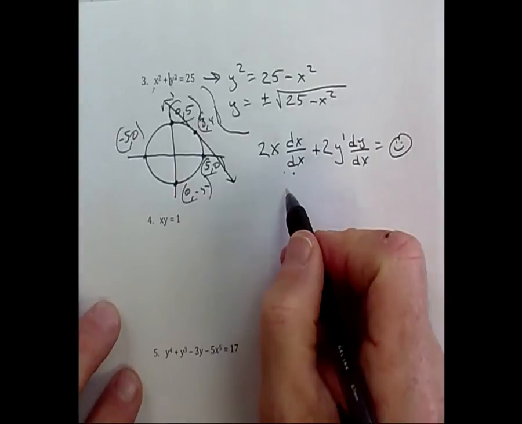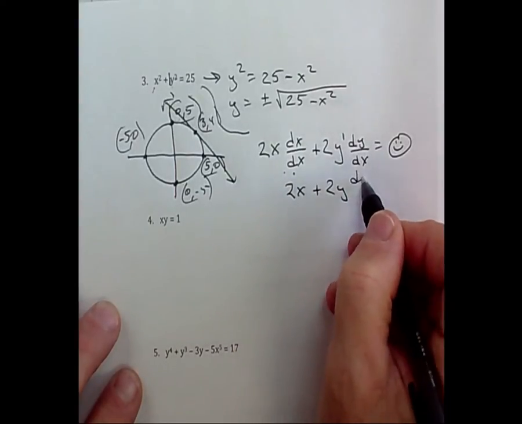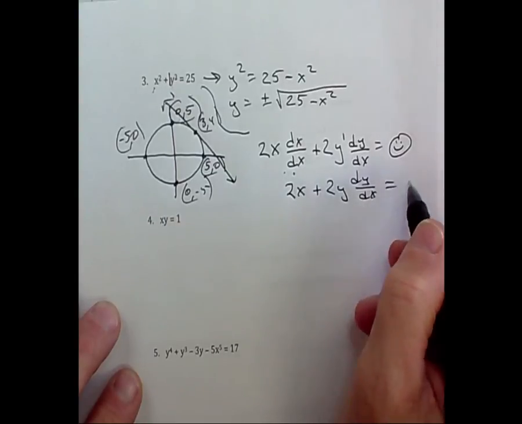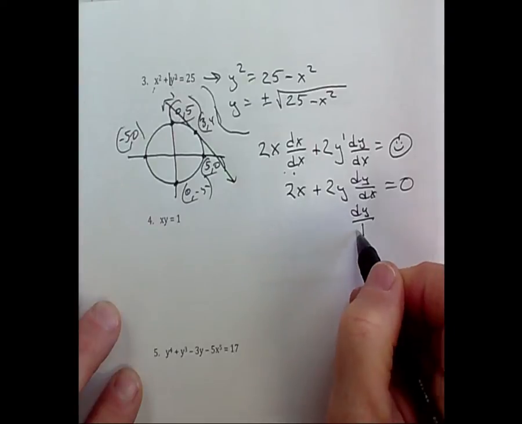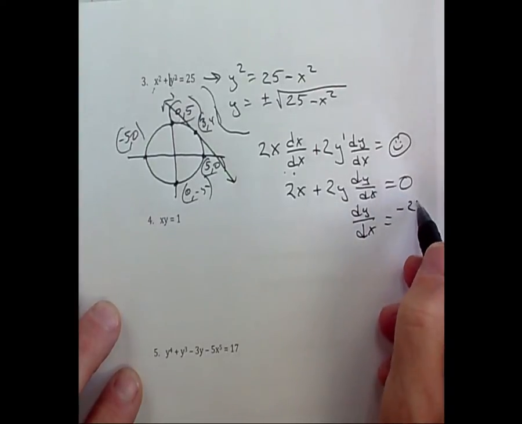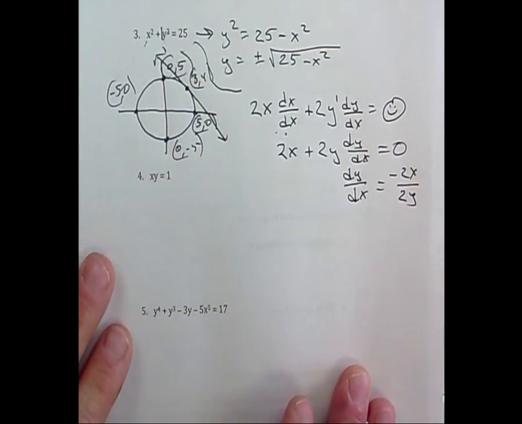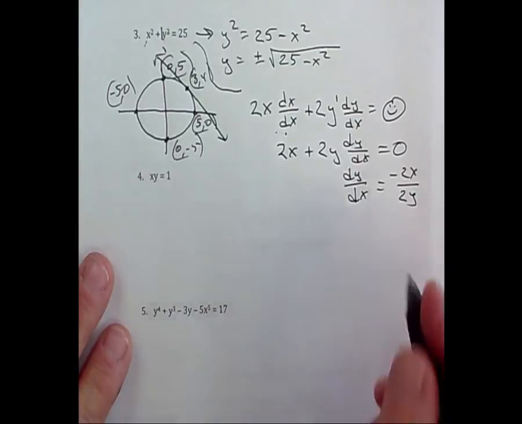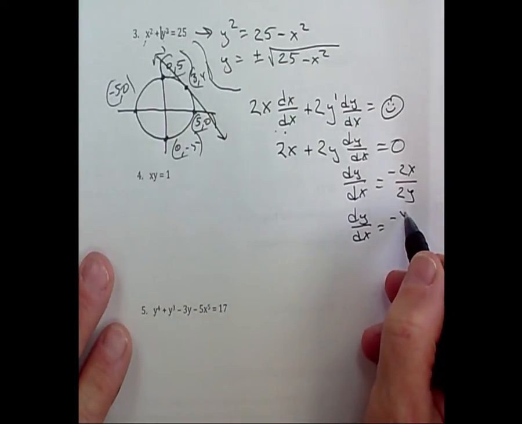So this is going to become 2x plus 2y dy/dx equals 0. So that means dy/dx is equal to negative 2x over 2y. Does that make sense how I algebraically got that? I subtract the 2x and then I divide it by the 2y. So that means dy/dx is equal to negative x over y.